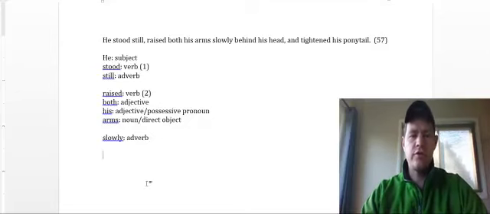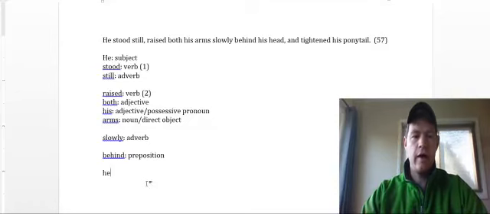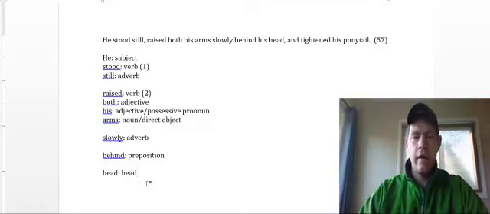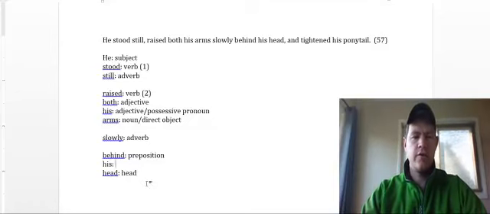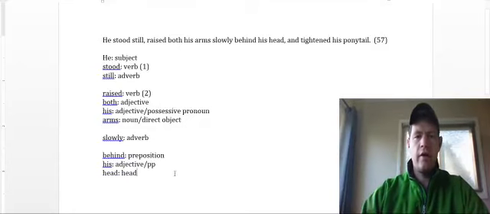Now we've got a prepositional phrase. We have behind. Okay, that's our preposition. And every preposition has an object, okay? So head is our object. Behind what? Behind the head. And whose head? We have his, okay? So it's a modifier, it's an adjective, and again, it's our possessive pronoun. We've got another chunk of language. I guess maybe we can tab over here.